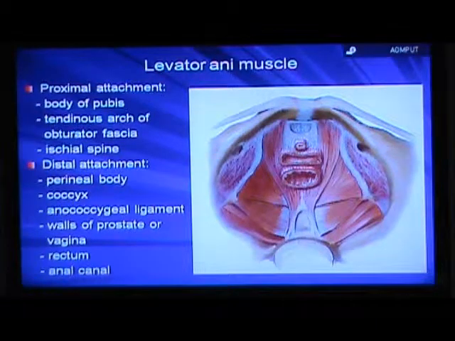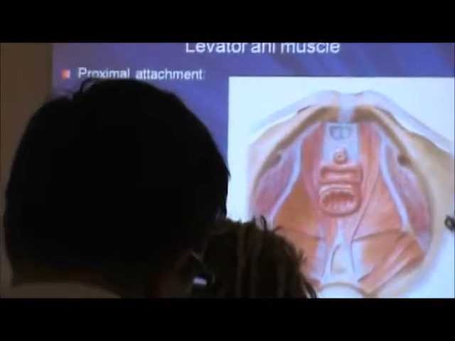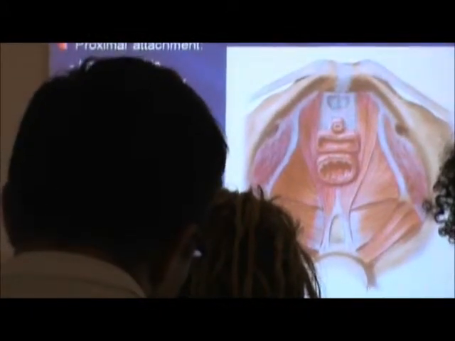For the levator ani muscle, the proximal attachment is to the body of the pubis and the tendinous arch of the obturator fascia. Here you can see the obturator internus muscle. We will talk about this muscle with the lower limb, and the ischial spine. The distal attachment is in the perineal body, the coccyx, the anococcygeal ligament, walls of the prostate or vagina, the rectum, and the anal canal.